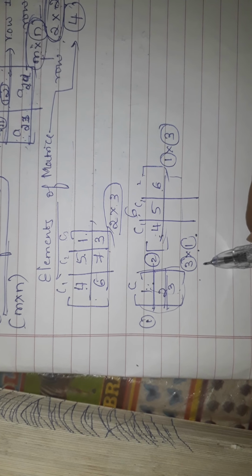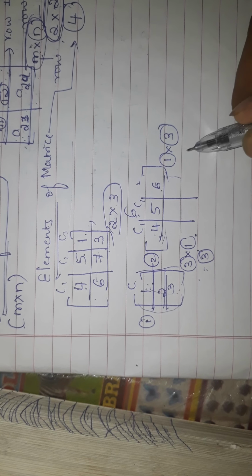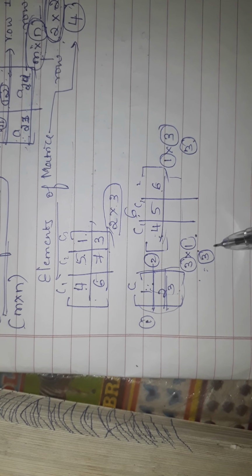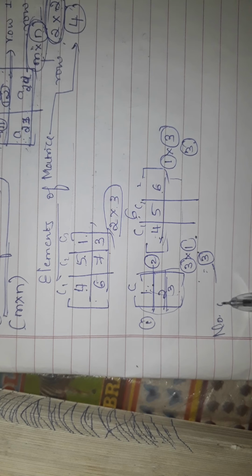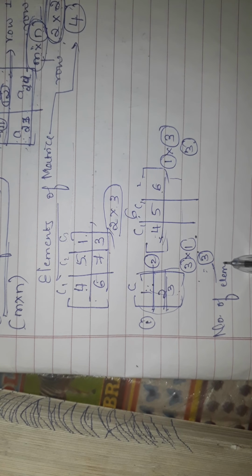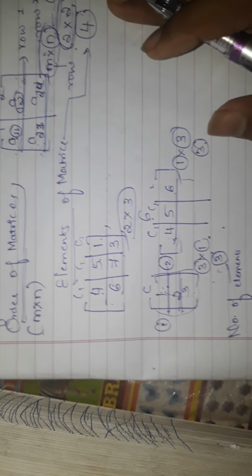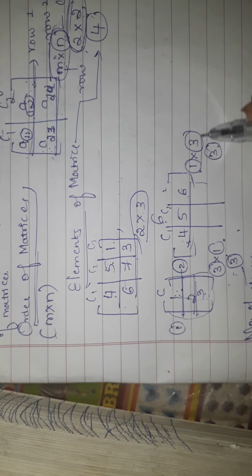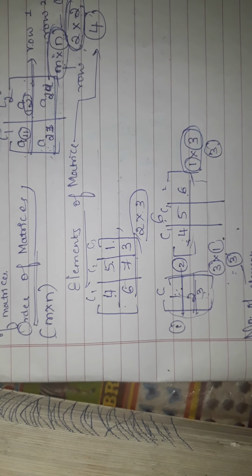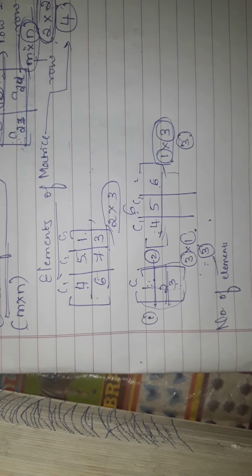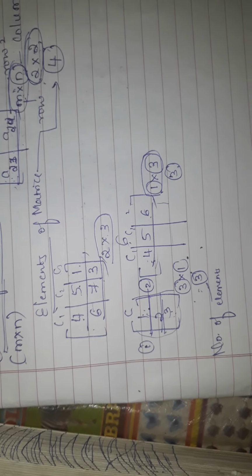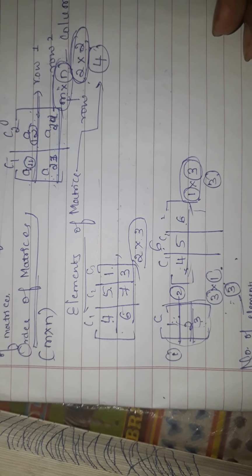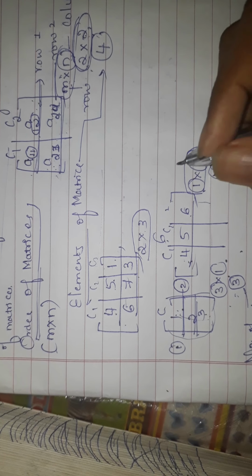Is it clear? When you multiply, whatever you get as the answer is nothing but the number of elements present in that matrix. Whatever is present there is nothing but the order of the matrix. Is it clear to you? Okay, next, if you want, I will solve more. You should be clear on how to find the order of matrices and the elements of matrices.